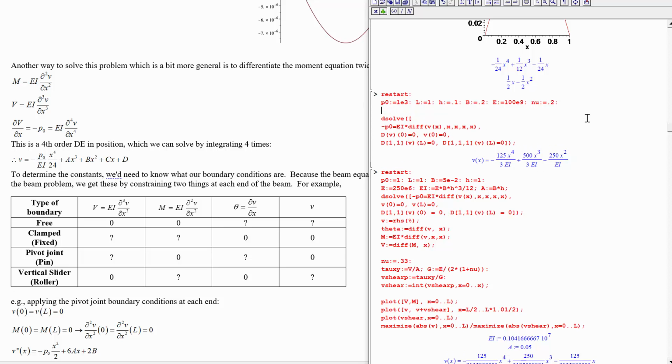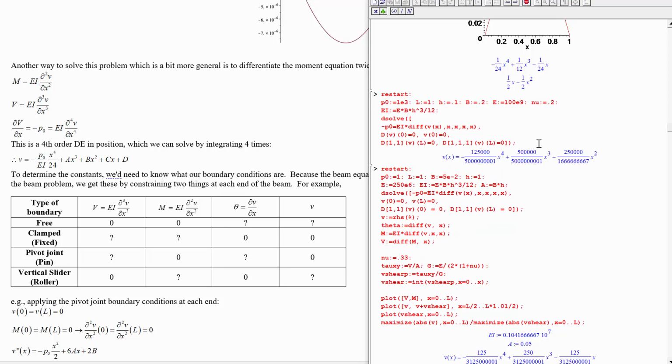I suppose we should also put in what EI is. EI is going to be equal to E times B times H cubed over 12. We could do the integrals across the cross-section. This is just what it ends up being for a rectangular region with constant parameter values. So we can jump right to this if we don't have the parameters changing.